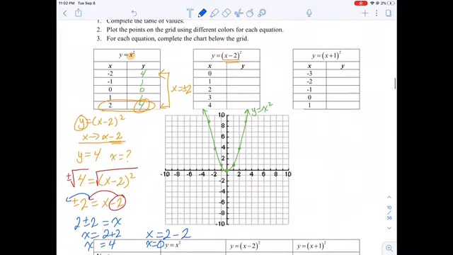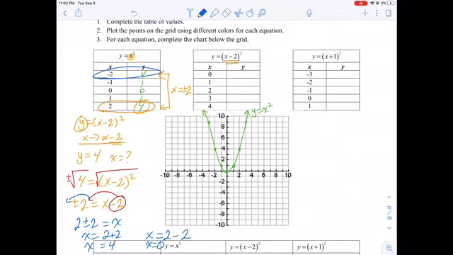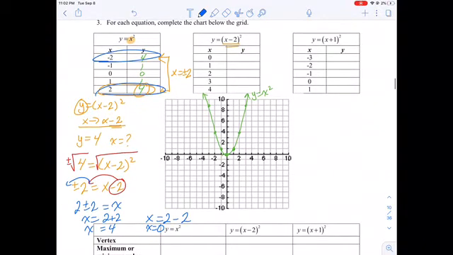So now instead of our points being negative 2, 4 and 2, 4, now our two coordinates are 0, 4 and 4, 4. So where is that? 0, 4 is right here, and 4, 4 is right here. What has happened to our graph?